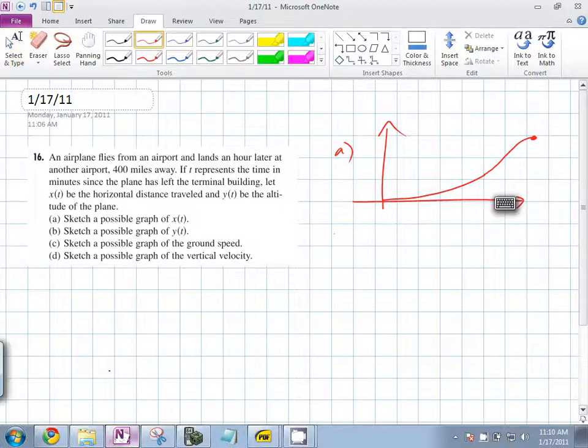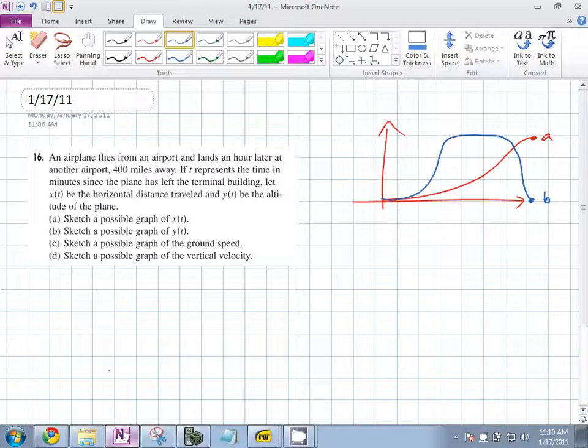Yeah. So B asks you, what is B? Y is the altitude of this thing. Let's do the same graph here. If this is A, altitude, what does it do? It goes up, it levels off, right? Then it goes down. Something like that, right? Goes up, levels off, and goes down.